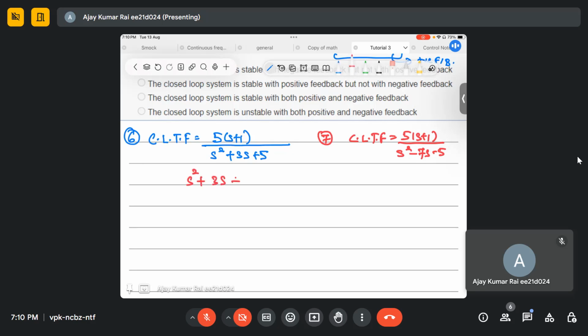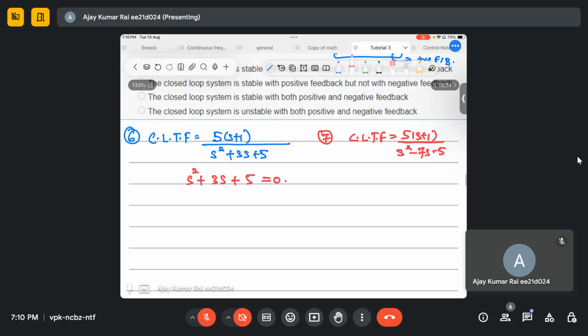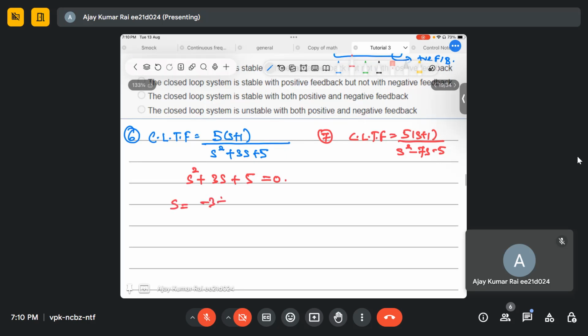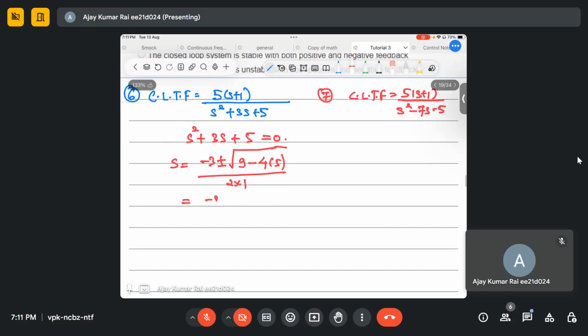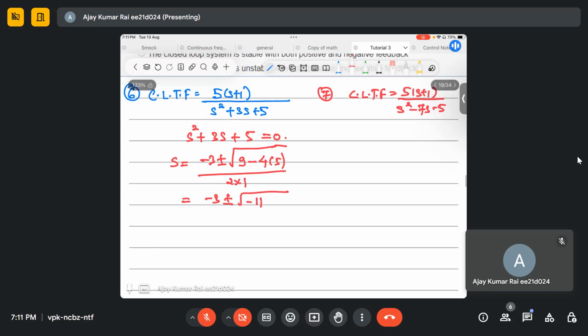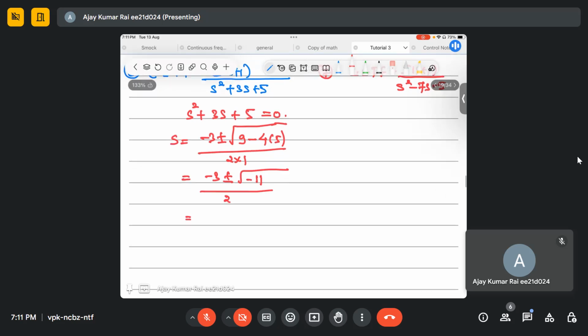s square plus 3s plus 5 equal to 0. Let me find the roots by using the quadratic formula. So 4 into 5 is 20, and 9 minus 20 is minus 11. This is over 2, so the roots will be imaginary. So I'm writing this as j root 11.